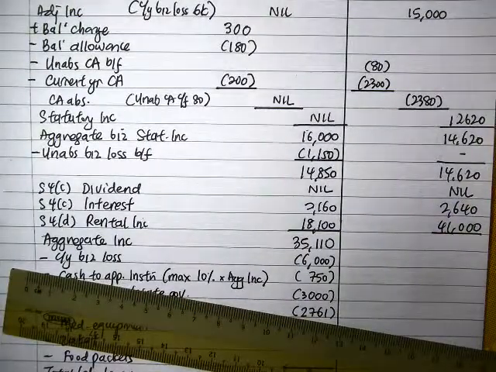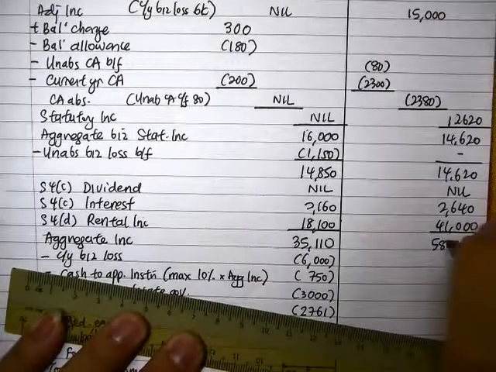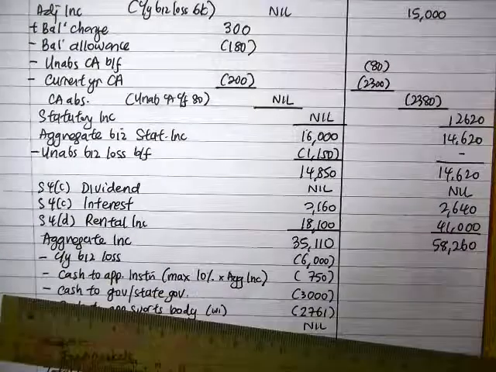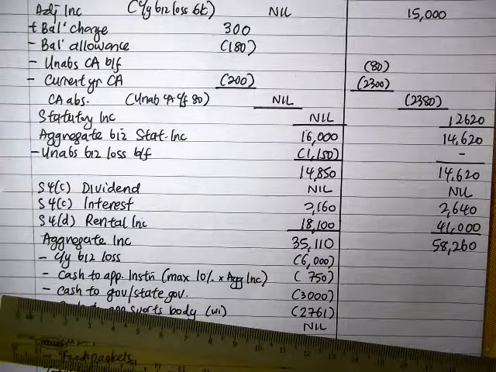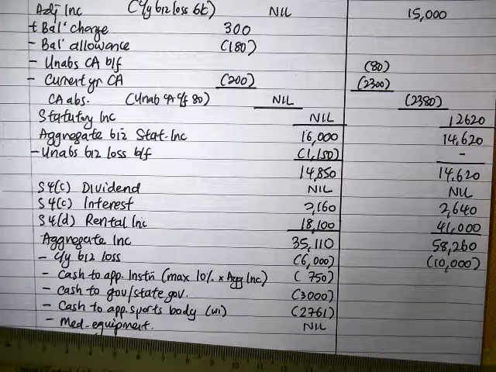Now rental wise, 36,200 plus 4,008 is 41. Okay, so aggregate would be 58,260. Right, there's current year business loss of 10,000 for manufacturing.